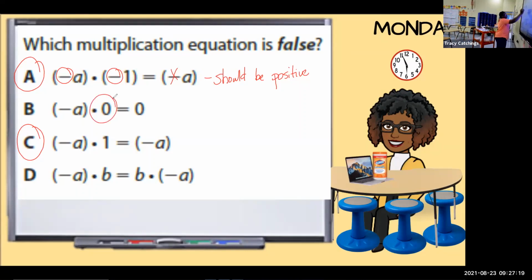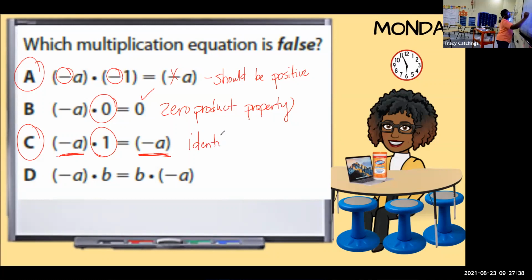Looking at B. B multiplied by 0. Anytime you multiply by 0, your answer will be 0. That's the zero product property. All right, C told us we're multiplying by 1. Anytime you multiply by 1, you should get the same answer. That is the identity property. And then looking at D, the only thing they did was change the grouping. That is the commutative property, and we will still get the same answer.